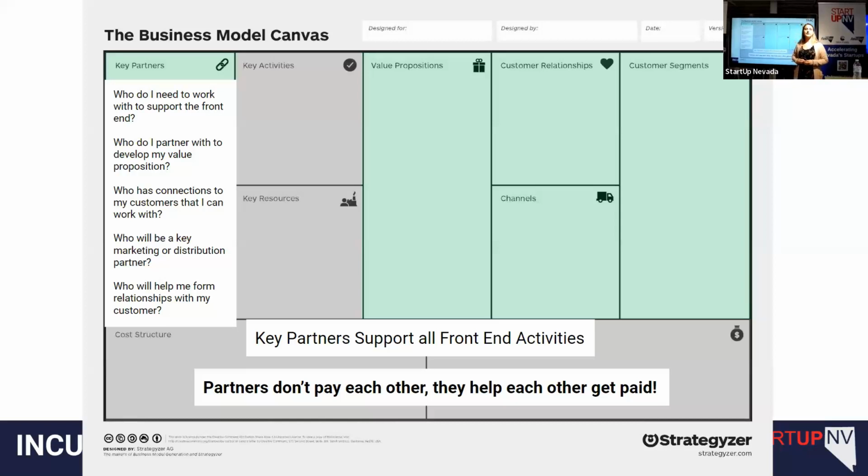Gotcha. Okay. Right. A sponsor would be synonymous with a partner then, probably, right? Yeah, sponsors can be partners.